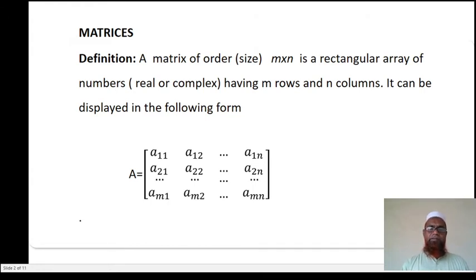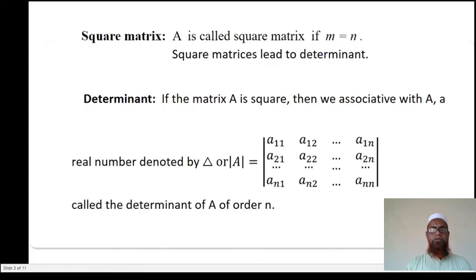So the suffix represents the position in which the element occurs. So a11 means first row first column element, a12 first row second column element. Like this, a1n is first row nth column element. Last, am1, am2: m1 represents mth row and first column, m2 mth row second column, and amn means mth row and nth column.